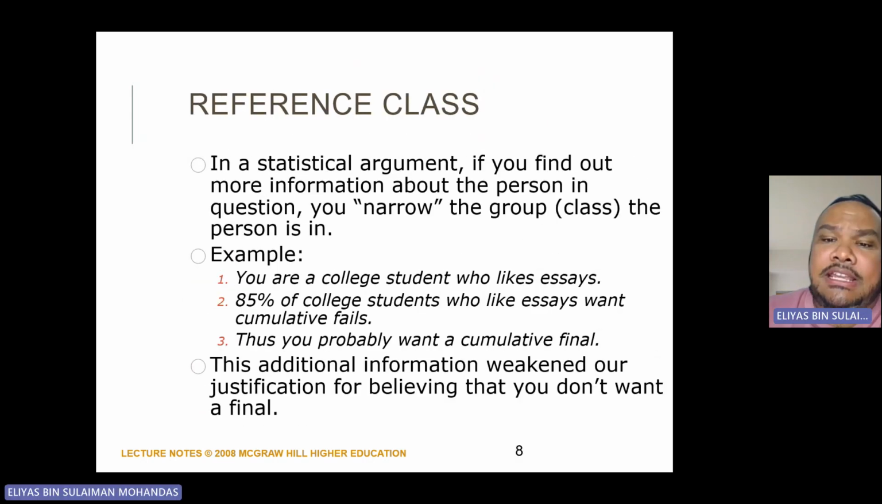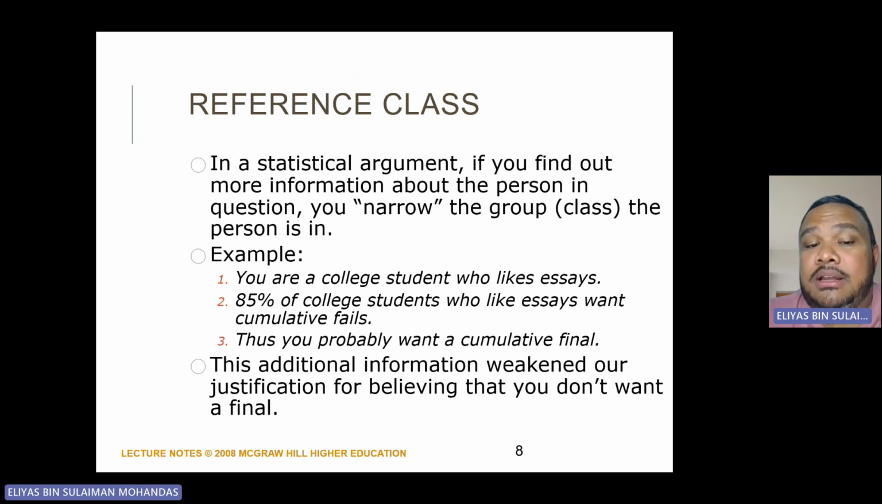Now, in a statistical argument, if you find out more information about the person in question, you narrow the group or the class the person is in. For example, you are a college student who likes essays. 85% of college students who like essays want cumulative finals. Thus, you probably also want a cumulative final. Now, this additional information, student who likes essays, will weaken your justification for believing that you do not want a final.